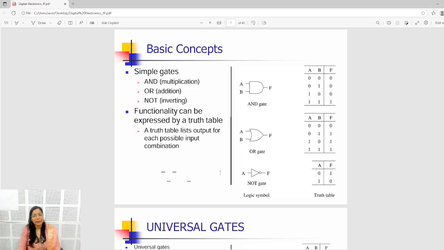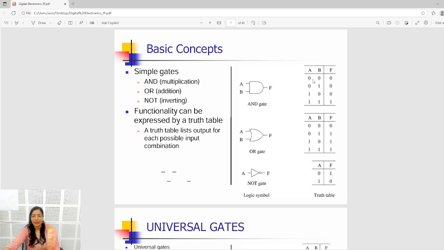Here we see the simple gates, which are AND, OR, and NOT. The AND gate, which we can see on our right, performs the function of multiplication. We have two inputs, A and B, and at the output we get the multiplication, which is A dot B. And this is the truth table.